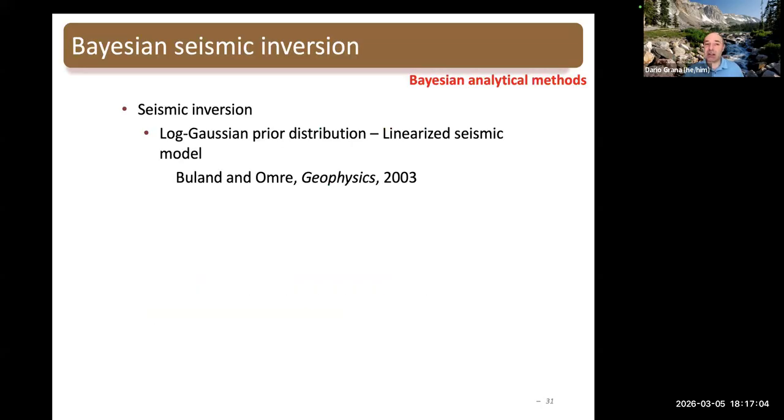So let's start with Bayesian analytical methods. The milestone in Bayesian seismic inversion is the paper by Buland and Omre in 2003, which is a Bayesian linearized AVO inversion. Essentially what they did is they linearized the seismic model, the forward model. The forward model is relatively complex, but you can approximate it using a convolution and a linearized approximation of the reflection coefficient. We take the equation for the reflection coefficients, which is not linear.